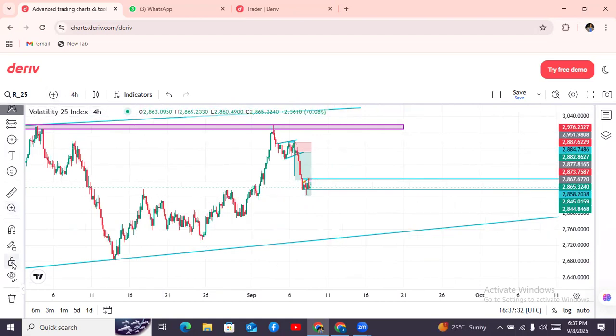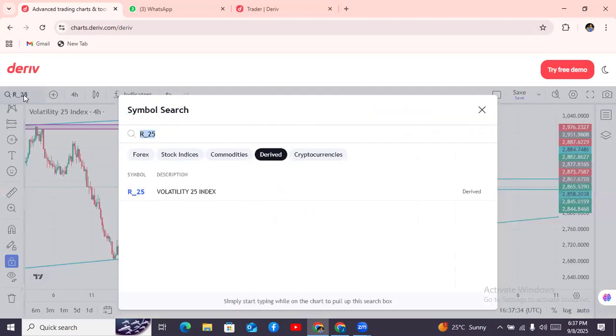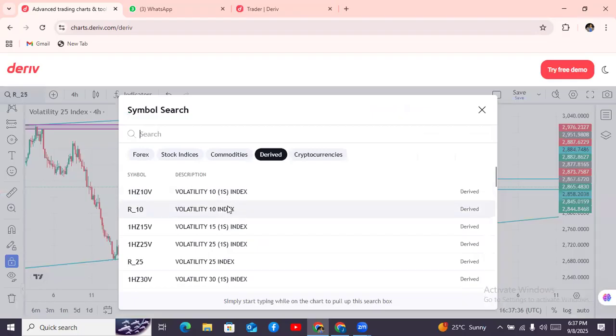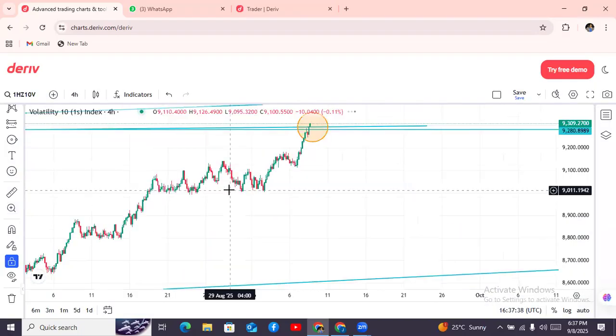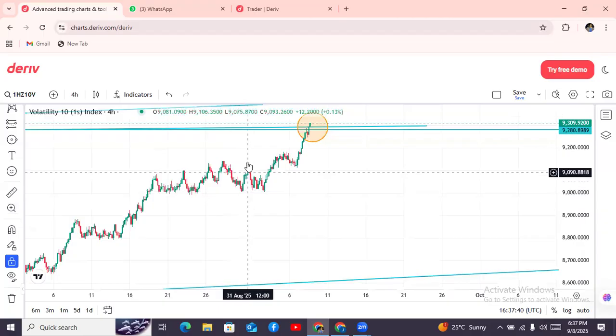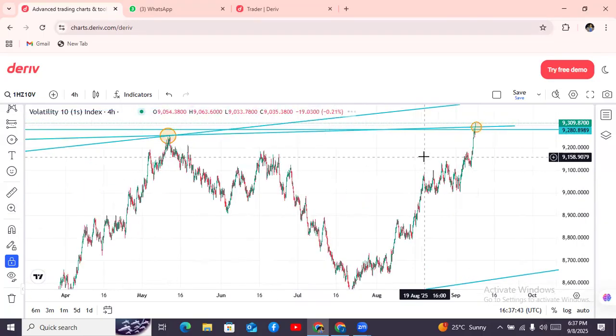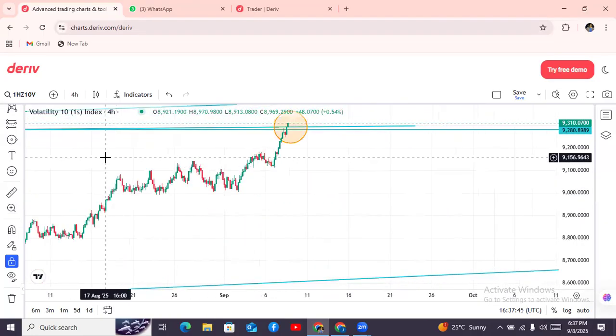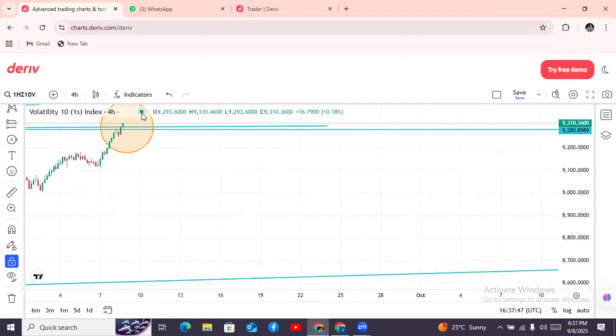We also had a focus on VIX 10 first that has violated everything, because if you see properly, let me remove this one.